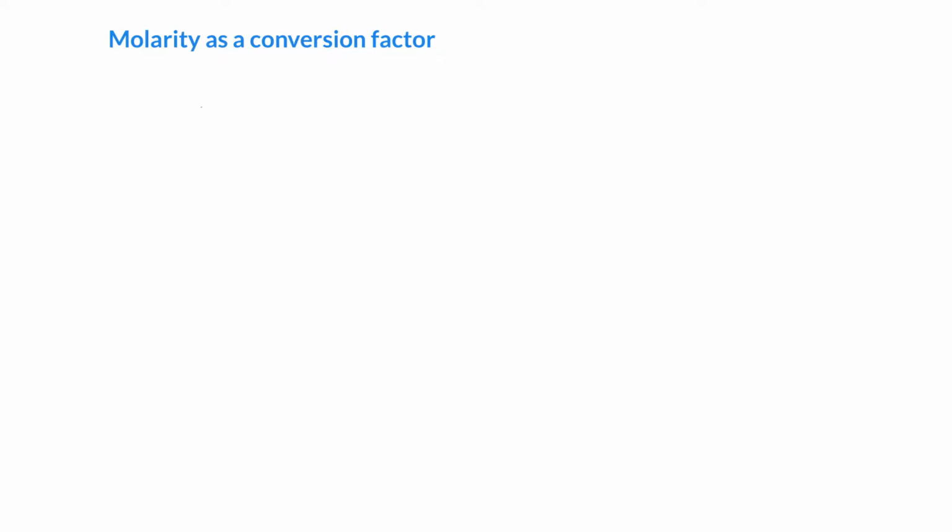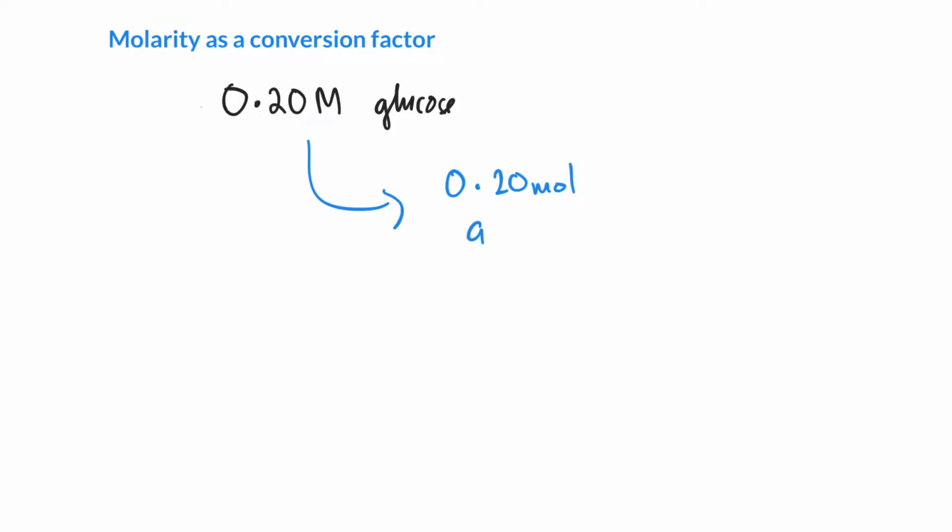One of my favorite things about molarity is that we can use it as a conversion factor. So we have a solution that is, say, 0.2 molar in glucose. We can say that actually means that there are 0.2 moles of glucose in every 1 liter of that solution. And I love conversion factors because they make conversion problems super duper easy.